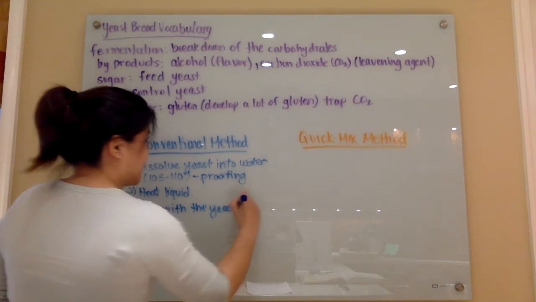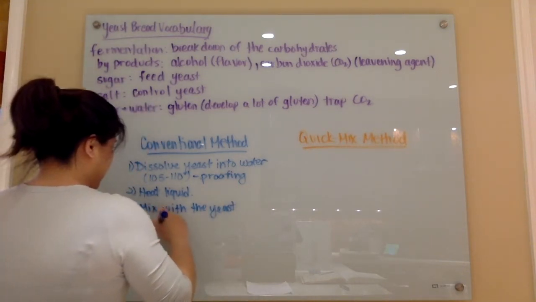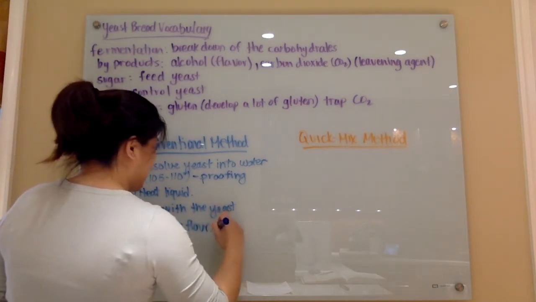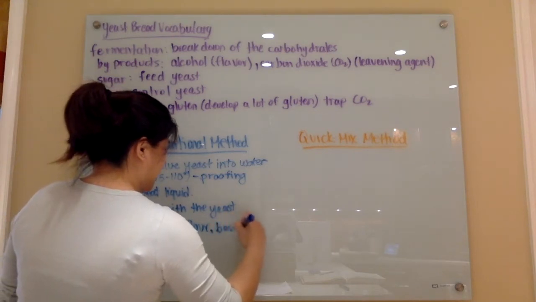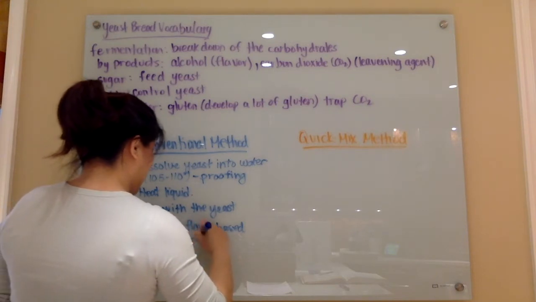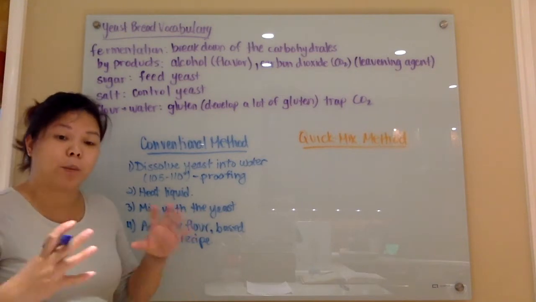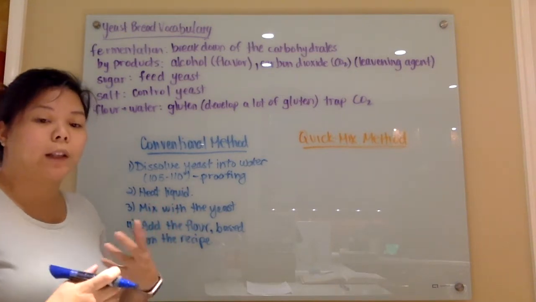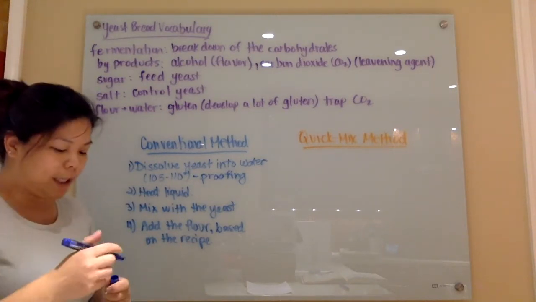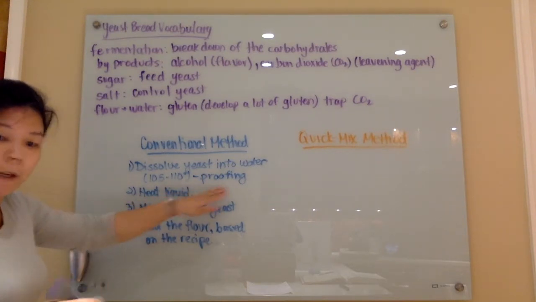And once that's all together, the last thing I need to do is add the flour, and this is going to be based on the recipe. Depending on what your recipe says, you might have a stiff dough, meaning it's very hard to work with, or a soft dough, which is pliable, very flexible. So this is the conventional method, which is really the proofing.